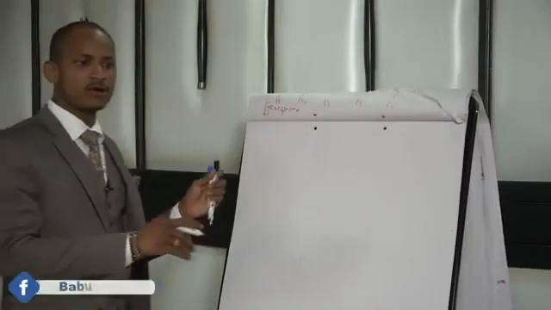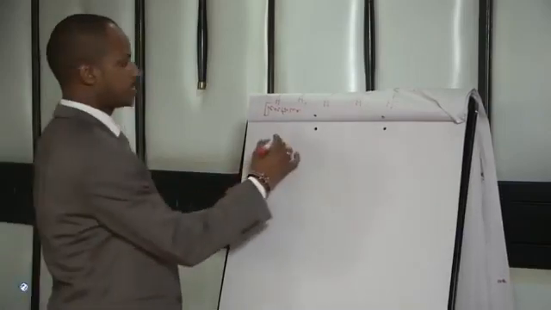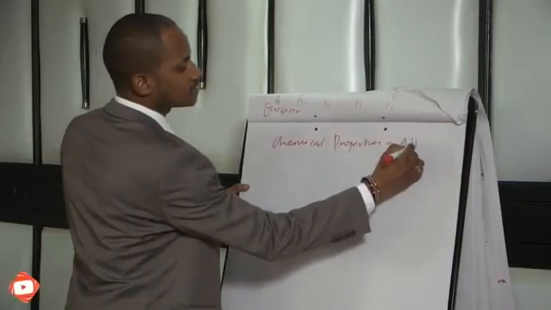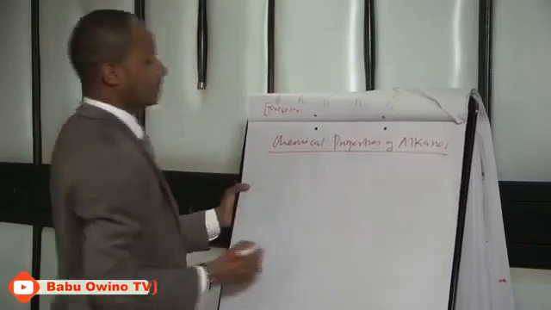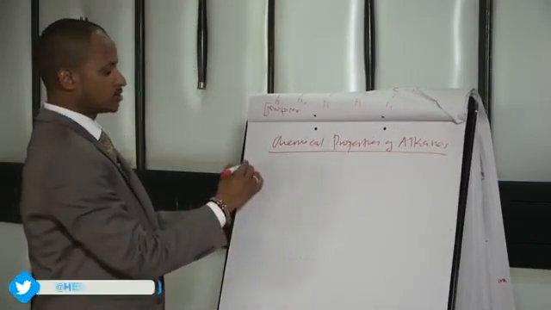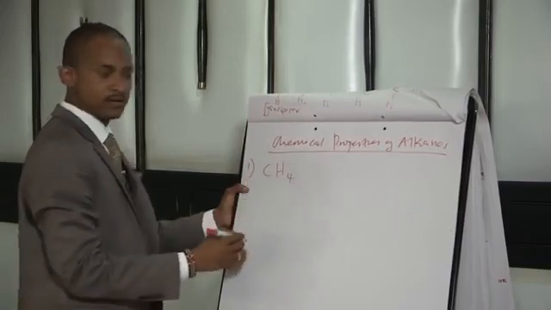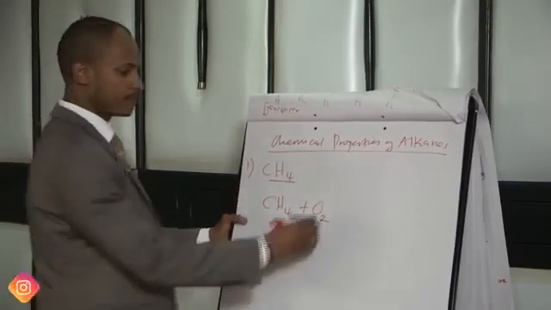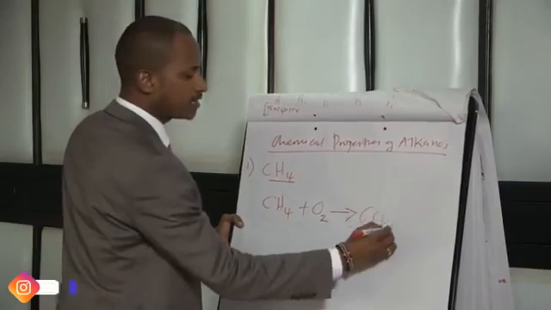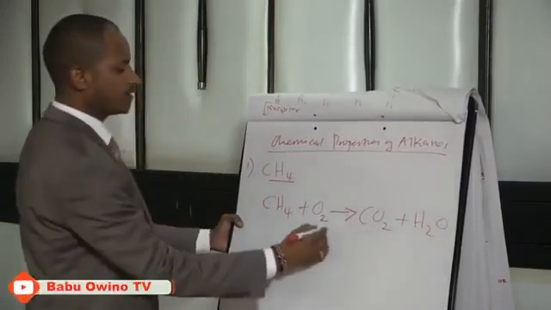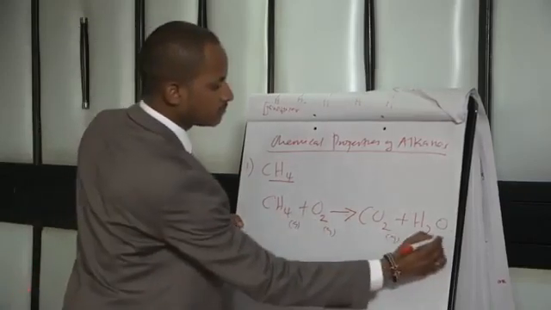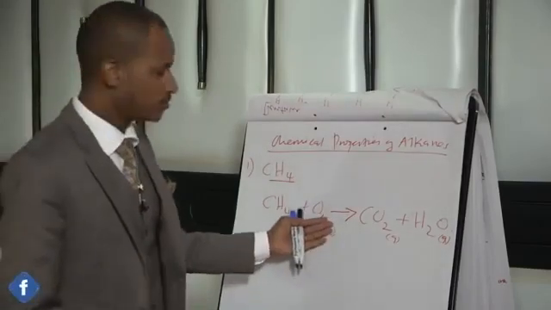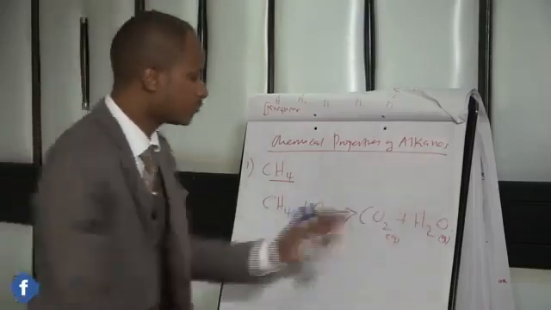I finish it with the chemical properties. This will take only 2 minutes. The chemical properties of alkanes. Number 1, we will use methane. So when methane reacts with oxygen, you get carbon dioxide and water, but they are all in gaseous form. When methane reacts with oxygen, combustion, when you burn it, they are all in gaseous state. You get carbon dioxide and water.